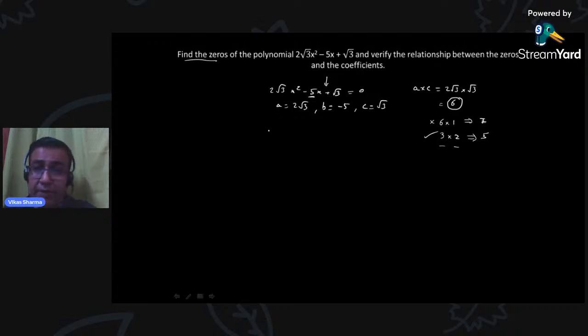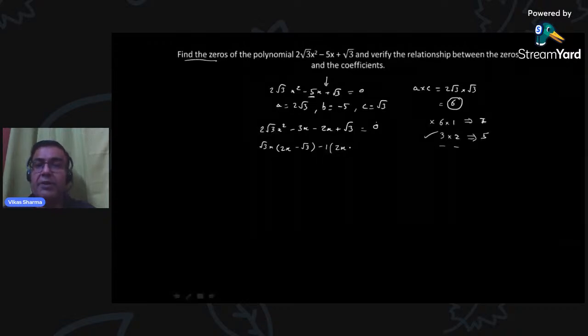Okay, meanwhile I'll do the middle term splitting. So I've got 2 root 3 x square minus 5x. I'm going to write it as minus 3x minus 2x plus root 3 is equal to 0. Now again, because we have got root 3 and 3, I can take root 3x as common in both of them. So I'll be left with 2x in the first term, and root 3 in the second term. Here we have got nothing common. I can take minus 1 as common though, and I'll be left with 2x minus root 3 is equal to 0. Again, 2x minus root 3 is common.